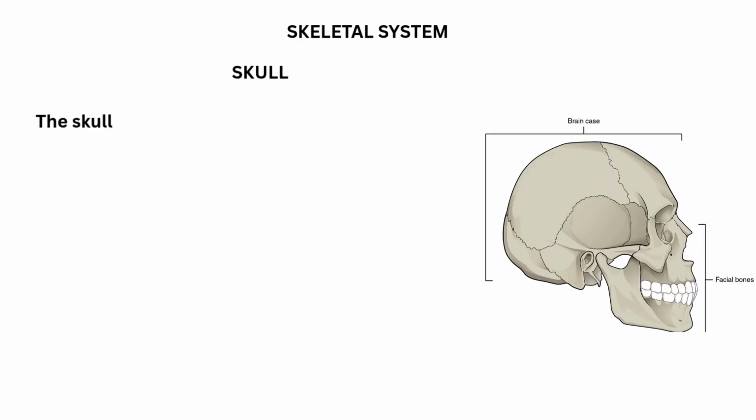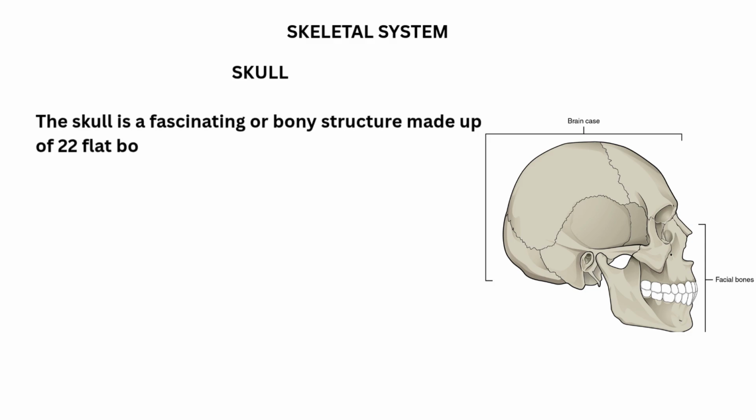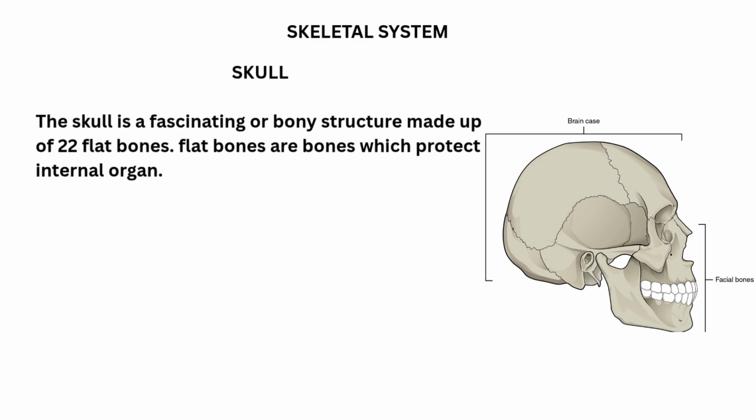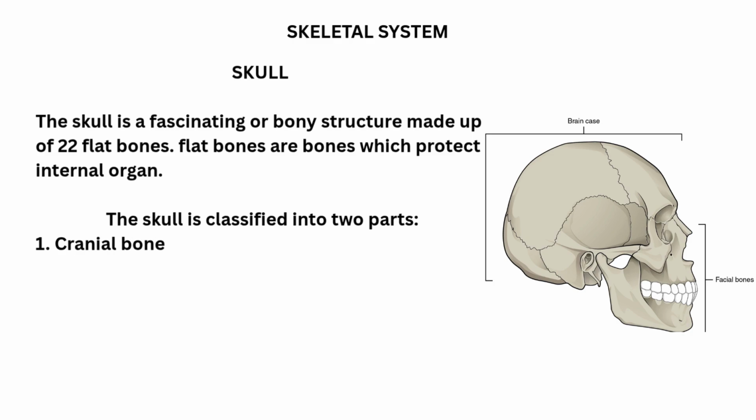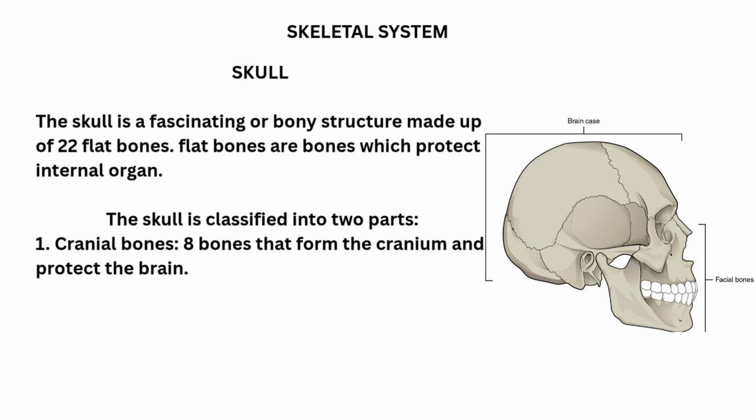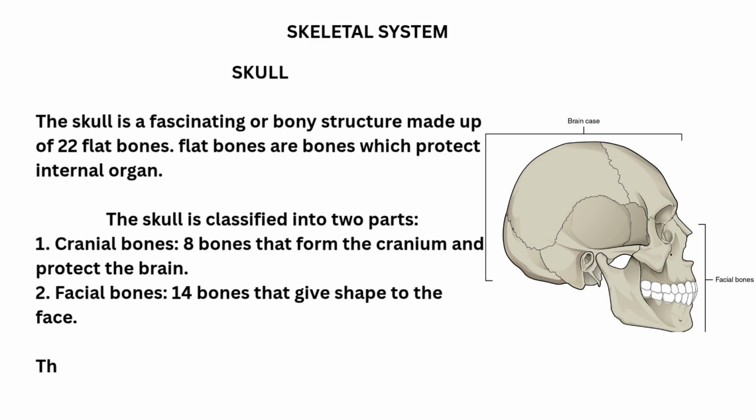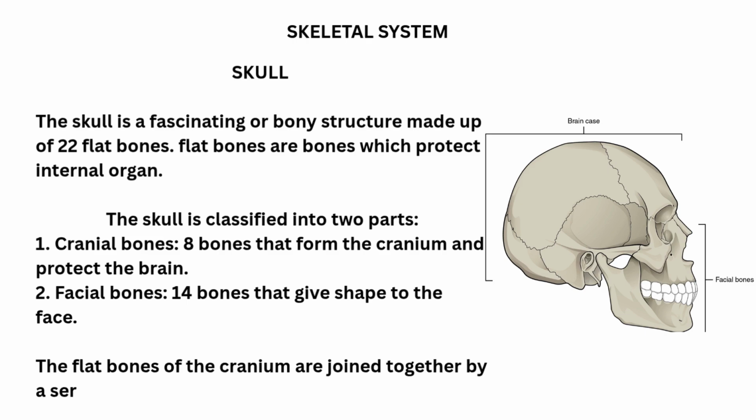Skull. The skull is a fascinating bony structure made up of 22 bones. Flat bones are bones which protect internal organs. The skull is classified into two parts. 1. Cranial bones, 8 bones that form the cranium and protect the brain. 2. Facial bones, 14 bones that give shape to the face. The flat bones of the cranium are joined together by serrated lines or immovable joints called sutures.